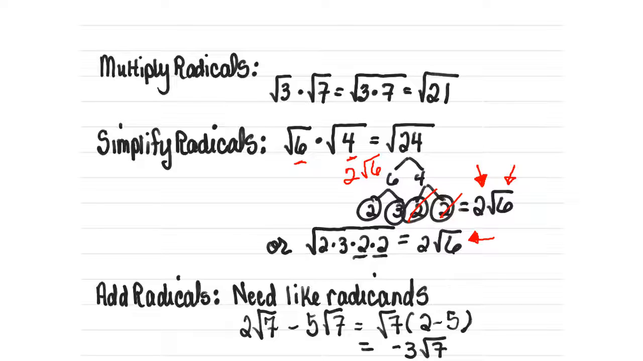When you add and subtract radicals, you need to have like radicands. That means you can only add a square root 7 to a square root 7. The number in front is just a coefficient. It tells you how many square root 7s you have. So it's just 2 minus the 5, which gives us a negative 3 square root 7.